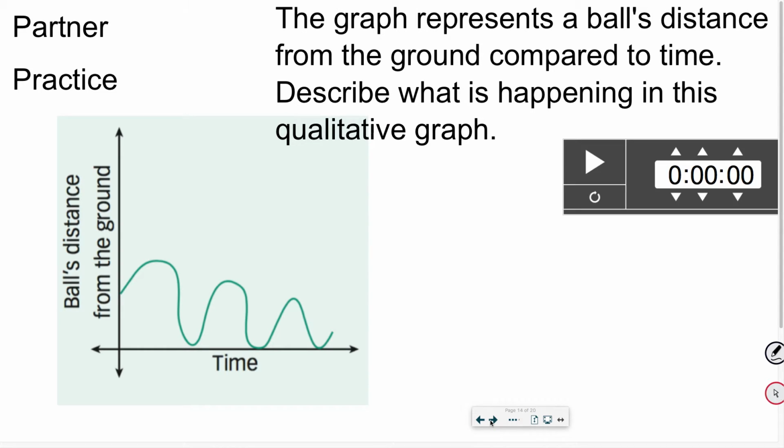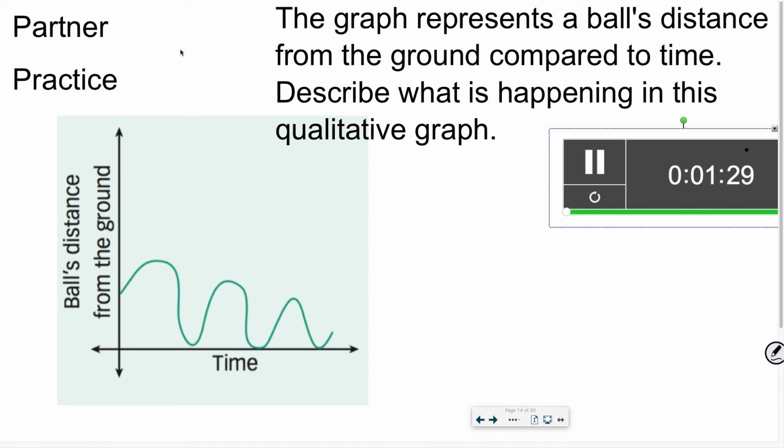Okay, so this is a graph of the ball's distance from the ground. I want you, with a partner or in your groups, to talk about what you think is happening here. Talk about where you think the ball started, what happened, and where it ended up. We'll give you a minute and a half. Come up with a really quick story to explain this ball and its distance from the ground. What's happening?